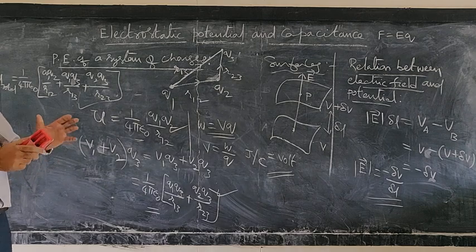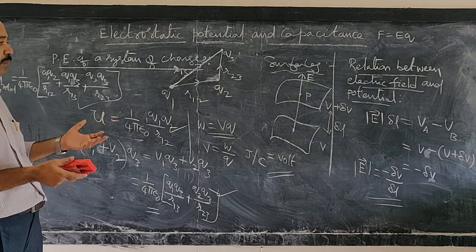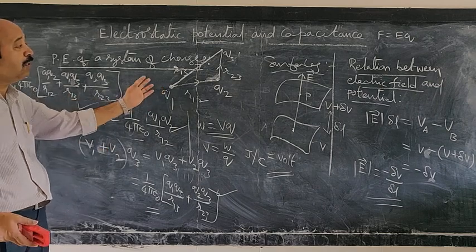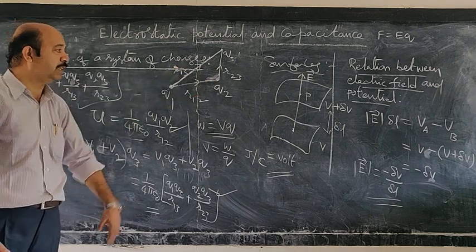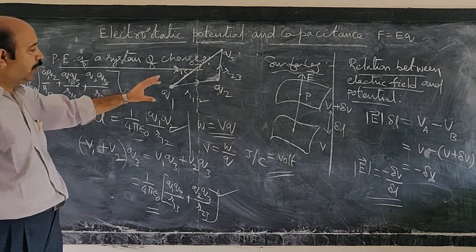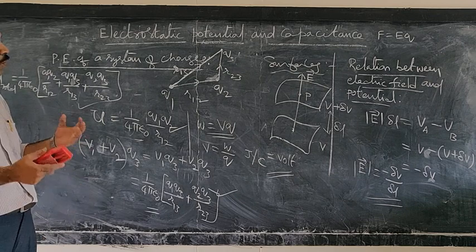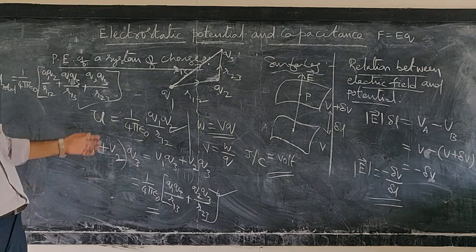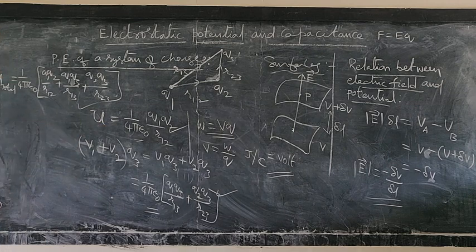So for a charge configuration, the total potential energy depends on the state of the charge system, but is independent of how the configuration of the state is achieved. So how you brought this Q2 and Q3 is immaterial, because we know electrical forces are conservative forces and potential energy depends only on the configuration of the charge system, but is independent of how that configuration was brought about. Okay, so in this way we calculate the potential energy of a system of charges.